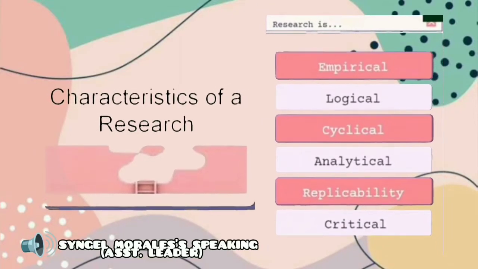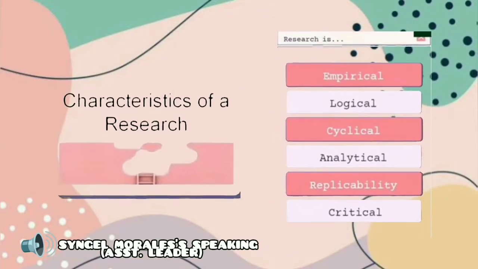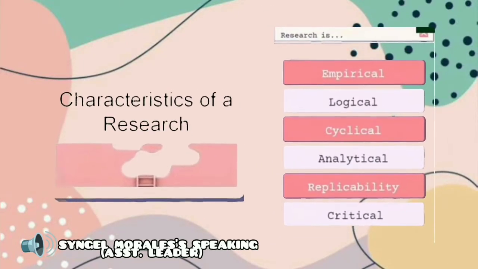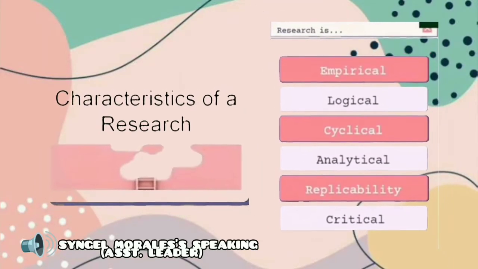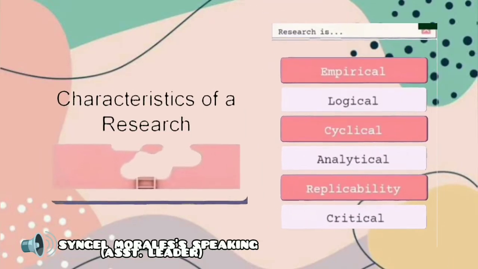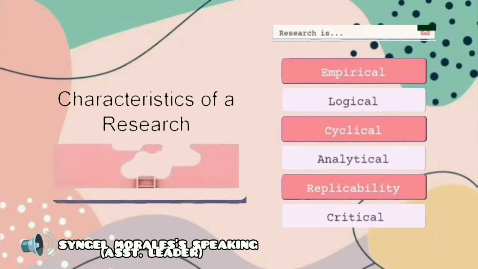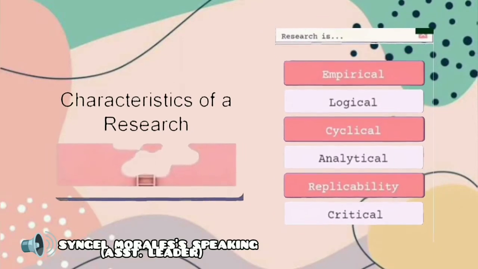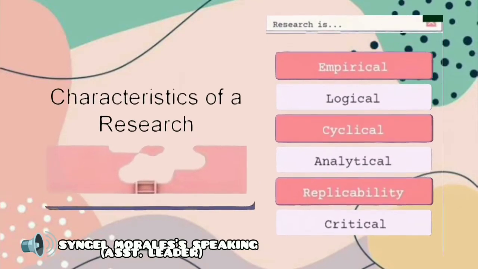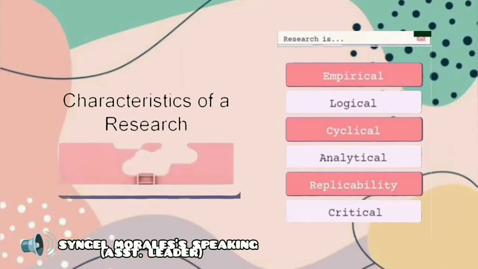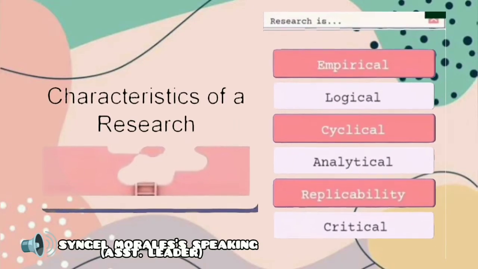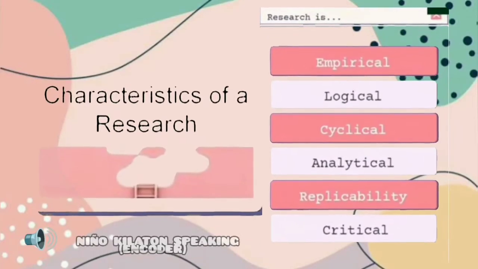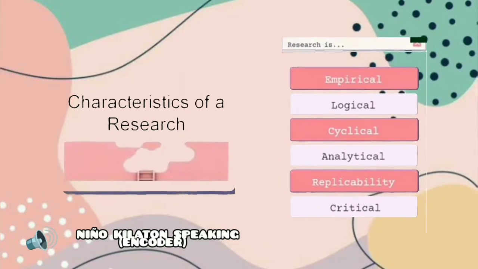Research is cyclical. When we say cyclical, it starts with a problem and it ends with a problem as well. From our study comes another possible study to pursue by other researchers. As we go on with our research study or research paper, we will encounter problems along the way, and these problems or conflicts that may arise from our study may be something that other researchers pursue and work on.